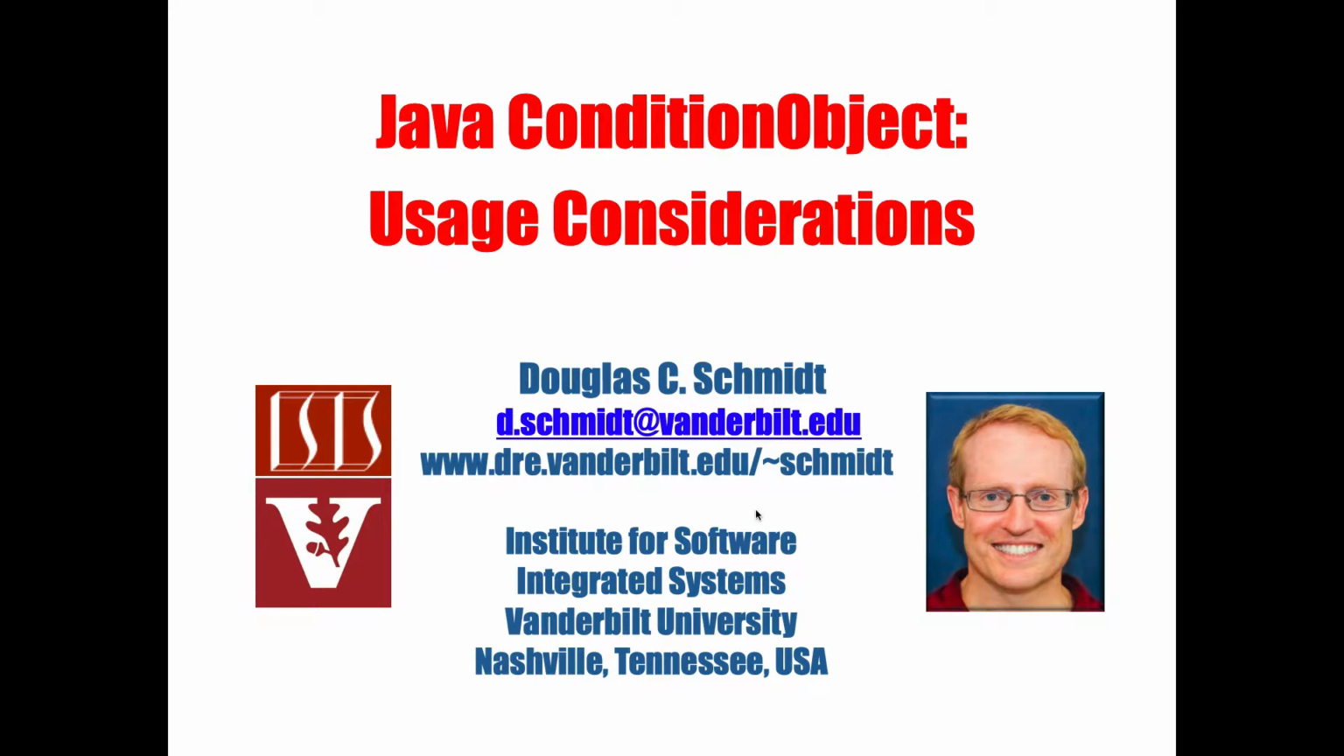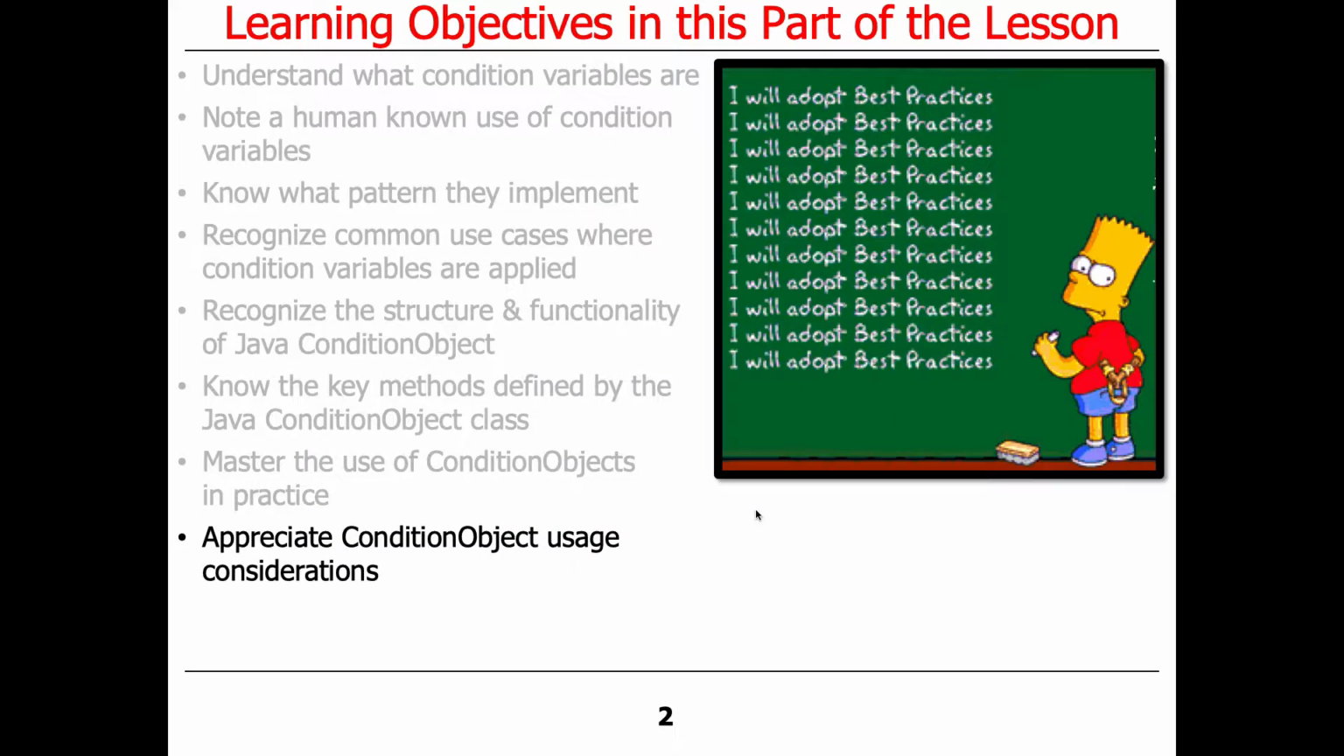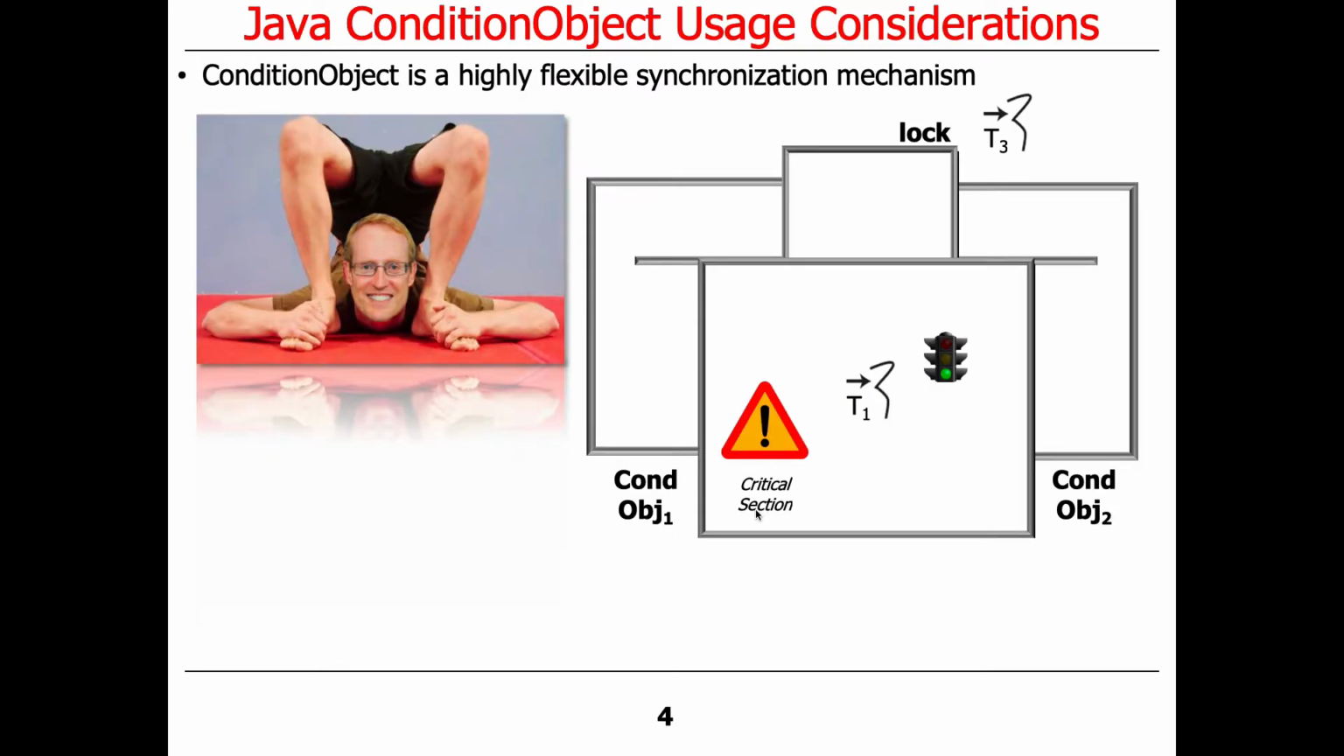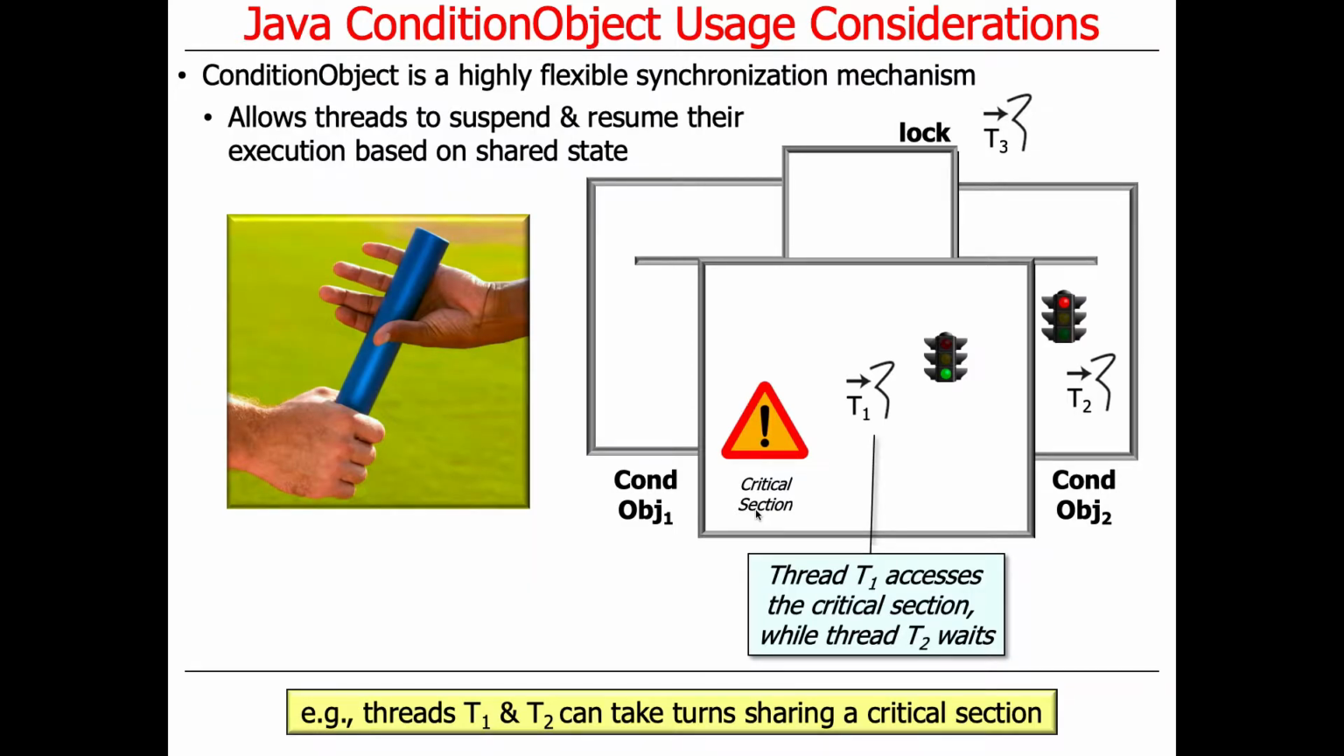Okay, usage considerations. Now that we've talked about everything else, structure, functionality, methods, given an example, let's step back and take a look at the big picture. ConditionObject is very flexible, and that's its virtue. It allows threads to suspend and resume their execution based on shared state, typically as expressed through shared mutable fields, shared data. As we saw before, you can allow one thread to access the critical section while another thread waits.